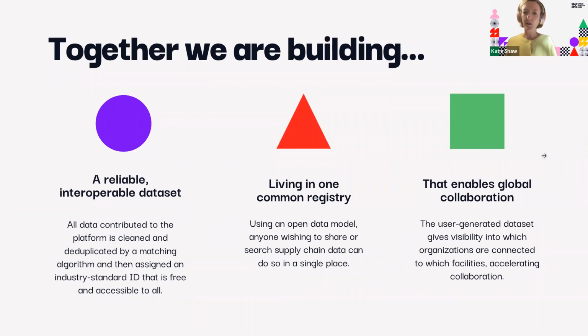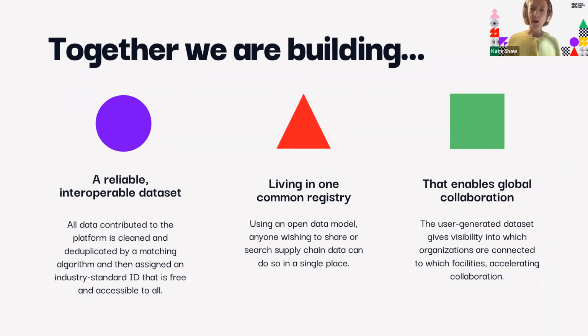All data that is contributed to the platform, as I briefly mentioned, is cleaned and deduplicated by a matching algorithm. Then every facility or site in Open Supply Hub is assigned its own industry standard ID that is free and accessible to all. All of that data is living in one common registry. By using an open data model, anyone wishing to share or search supply chain data can do so in one single place. What that means in turn is that we're enabling global collaboration. That user-generated data set gives visibility into which organizations are connected to which facilities, accelerating collaboration.